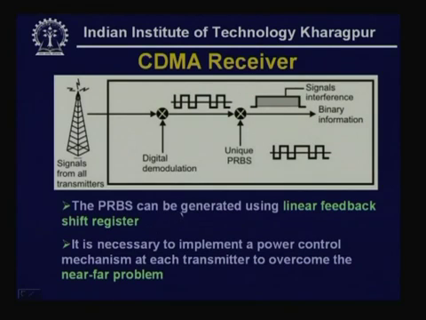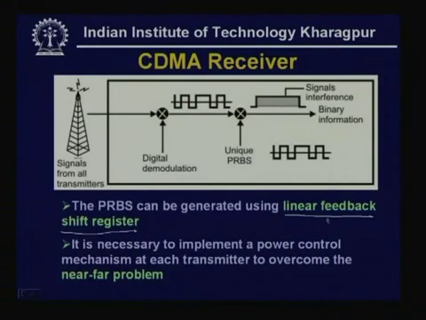Now, you may be asking, how do you generate these chip sequences? This is done by using a linear feedback shift register. You may recall that when we use cyclic redundancy code for error detection, to generate and also to check that code, we use a linear feedback shift register. That kind of linear feedback shift register can also be used here to generate those unique pseudo-random binary sequences.